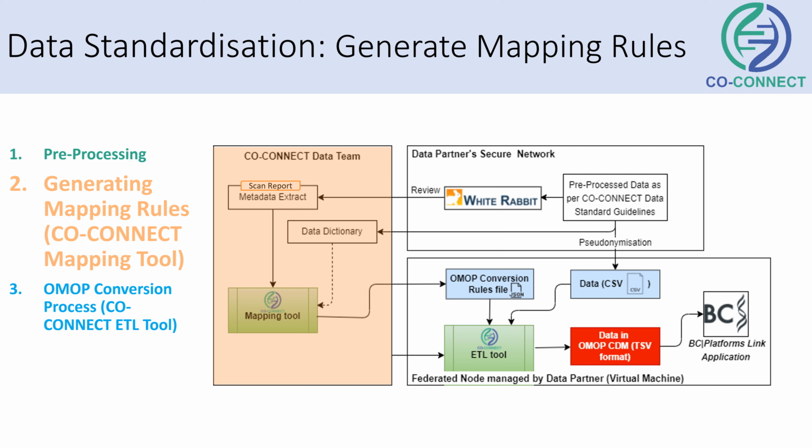The CO-CONNECT data team will use these files as an input to the CO-CONNECT mapping tool and generate OMOP conversion rules, a JSON file. Think of this file as a document containing guidelines for OMOP conversion of the data. For details, please check out part 4 of the video series.